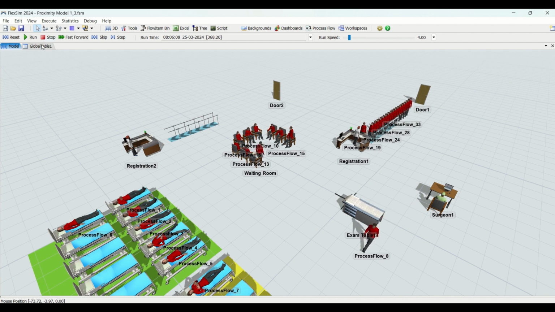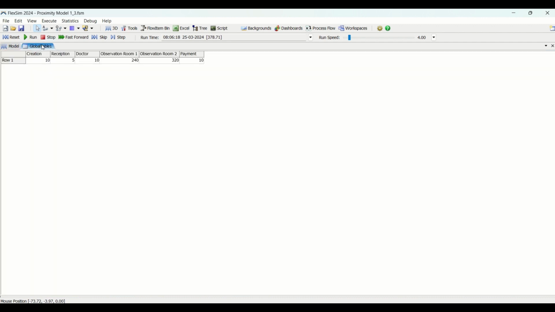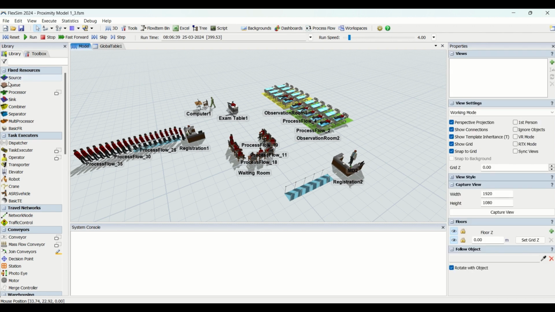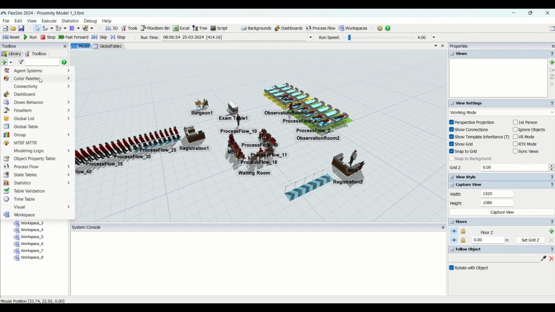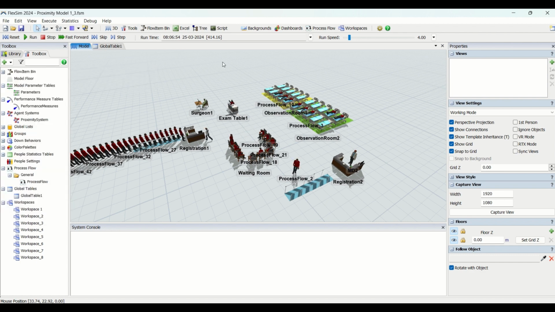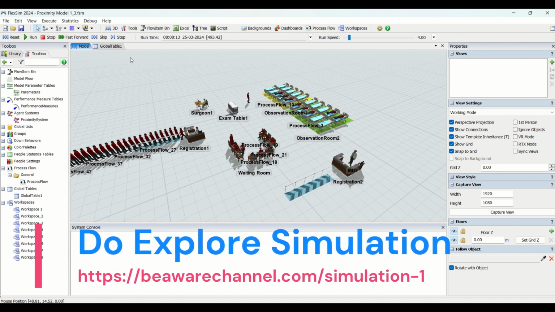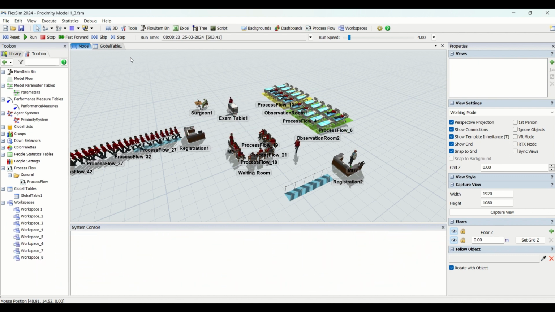The thing which we are going to analyze in the simulation model is we are going to study the proximity features. If I go to workspace 1, and go to the toolbox, here in the agent system, we are going to have proximity agent system, social force agent system, and blank agent system. These agent systems we are going to understand using this great simulation model, and we are going to understand how traffic and proximity can be used.